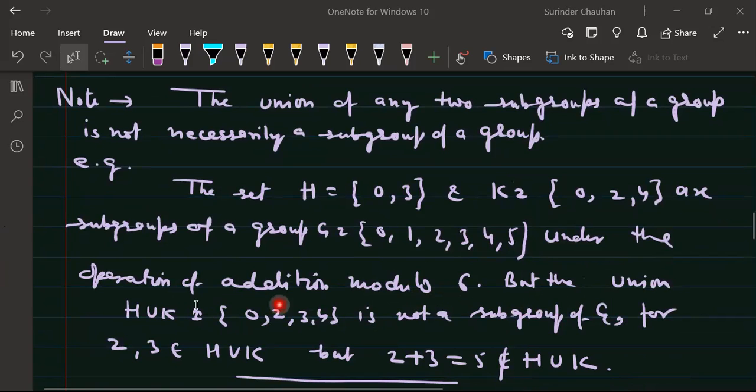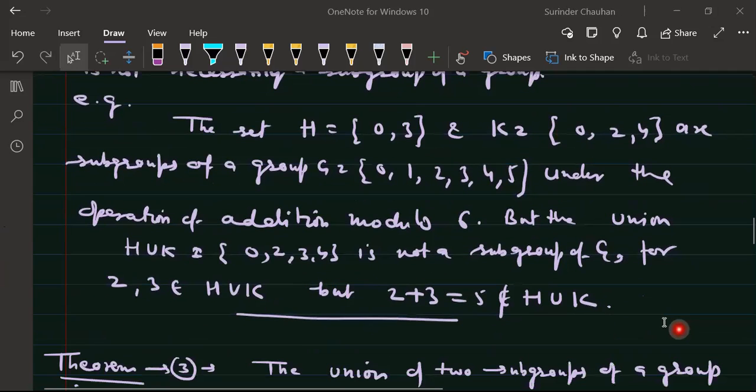But the union of H and K will be equal to {0, 3, 4, 2, 3, 4}. This is not a subgroup of G. Why is this not a subgroup of G? Because 2 and 3 belong to H union K, but 2 plus 3 is equal to 5, which does not belong to it.